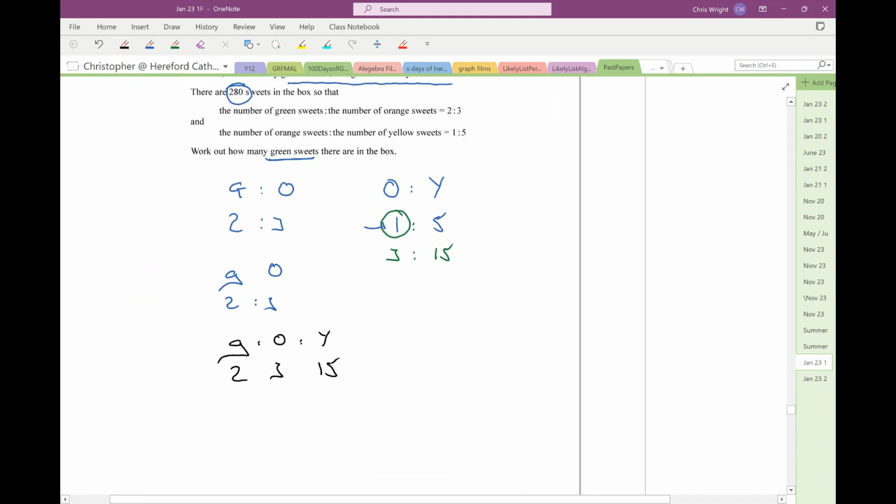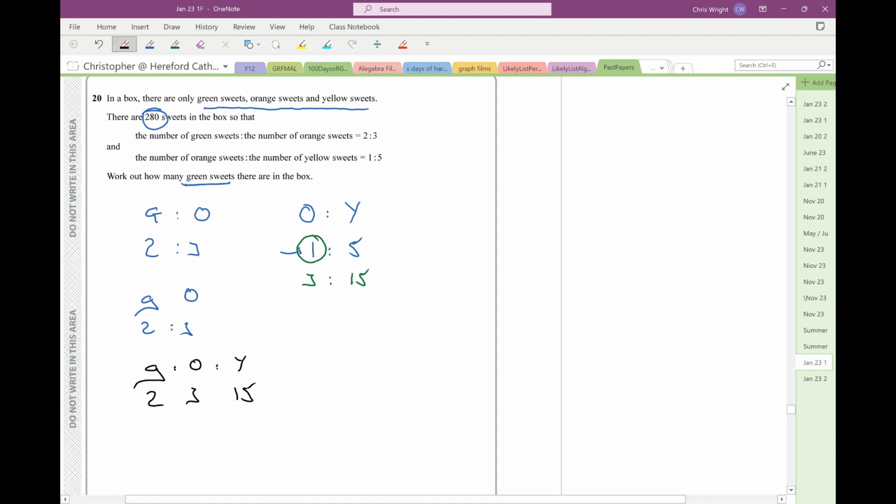So now I can find the total of my ratios. The total of these ratios is 20. And the total number of sweets in the real world is 280. So what have I multiplied by? 280 divided by 20 is 14. So if I multiply each of my ratios by 14, I can work out how many green, orange, and yellow. I only asked for how many green. So my answer is going to be 2 times 14. There are going to be 28 green sweets in the box.